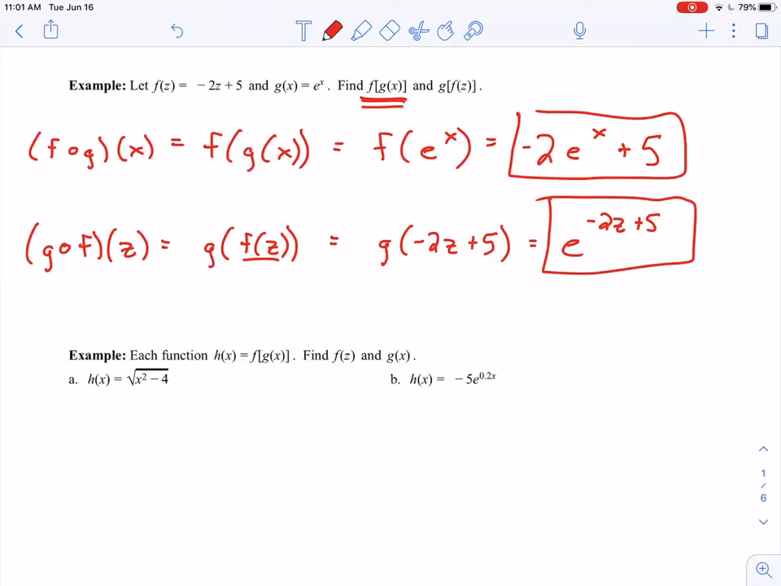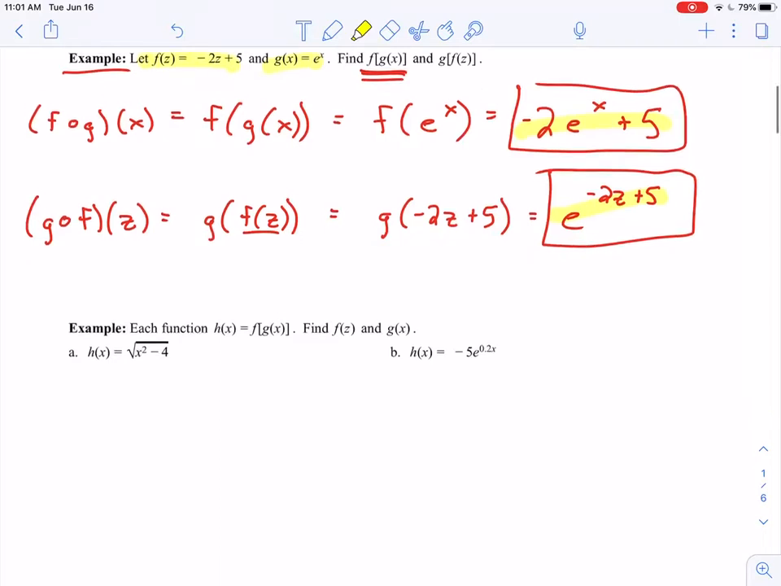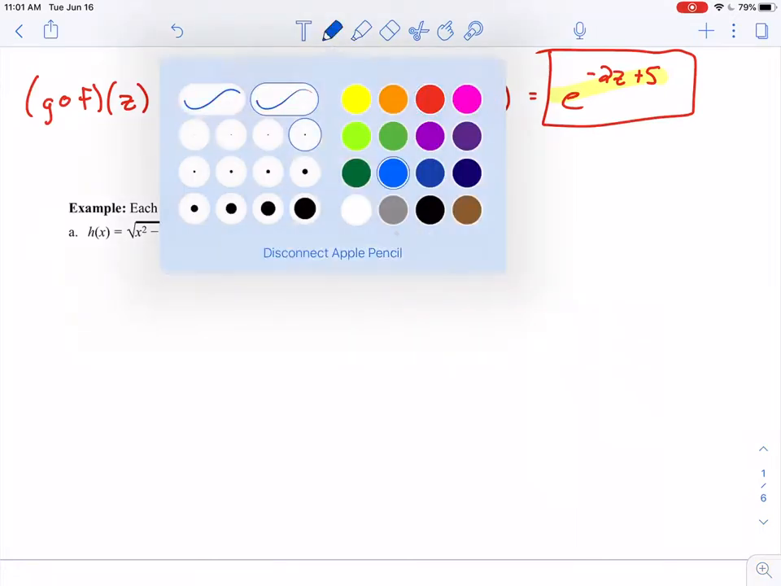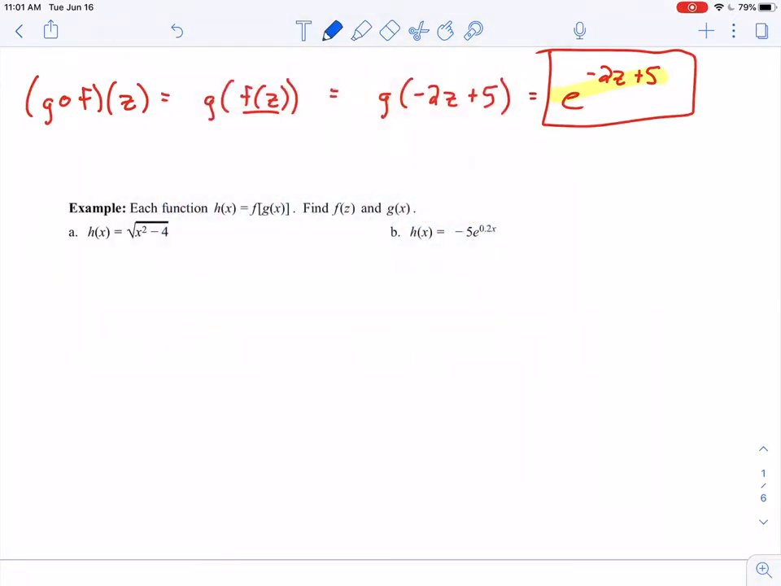More commonly, though, we'll be going backwards from this example, meaning we're going to start with functions that look like this, and we're going to try to identify what's our inside function and what's our outside function. So in this next example, there's actually a lot of different possible answers. There's not one right answer. But I think there is, in air quotes, one best answer here. So I'm going to try to focus on that.